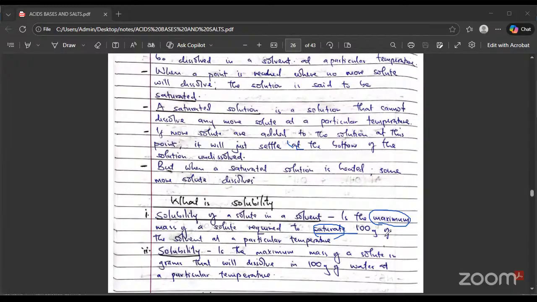Remember, it is not 1,000 grams. It is 100 grams. We'll be talking about the specifics down. So it must be 100 grams, not 1,000 grams. It must be 100 grams at a particular temperature.